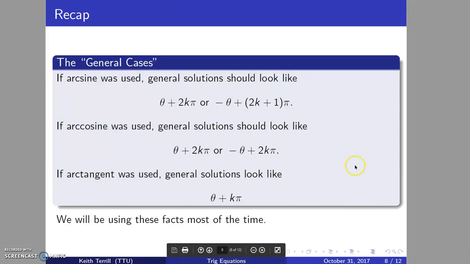In general, and you're going to want to hold on to this information, if you're using arcsine to find a solution, you can take your one solution and turn it into infinitely many solutions by adding 2k pi to it, and also finding negative theta plus all the odd multiples of pi. That's kind of how we can rewrite what we had before with arcsine. With arccosine, it's plus or minus theta, and then plus all the even integer multiples of pi. And then finally for tangent, you just add all the integer multiples of pi. And that will give us everything we want. These are all of our general solutions.